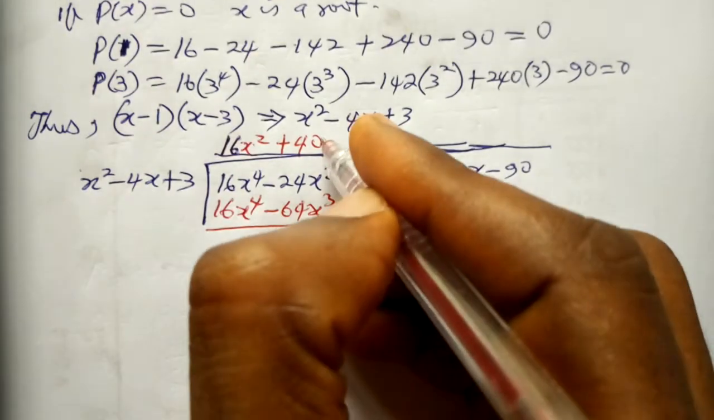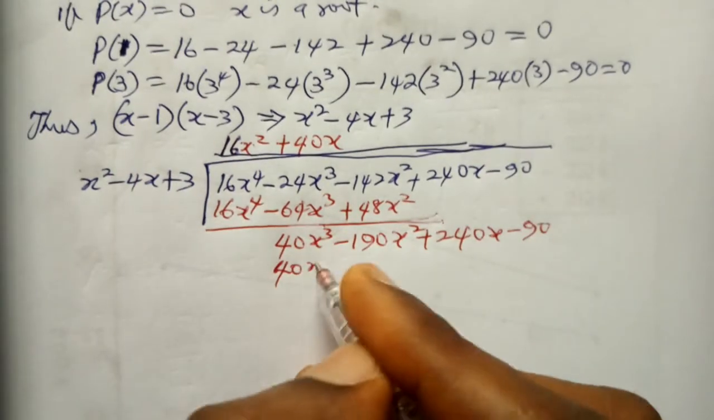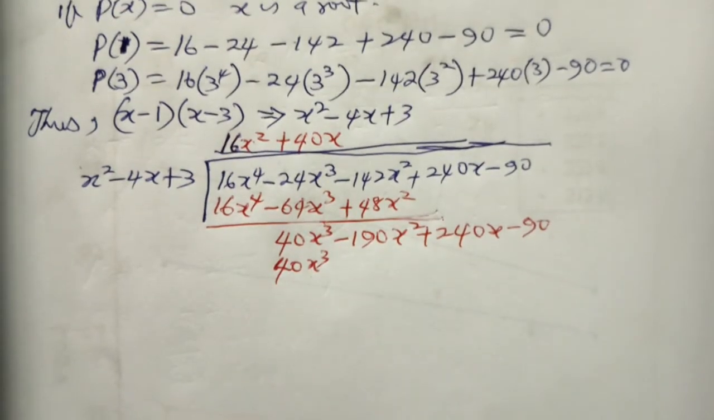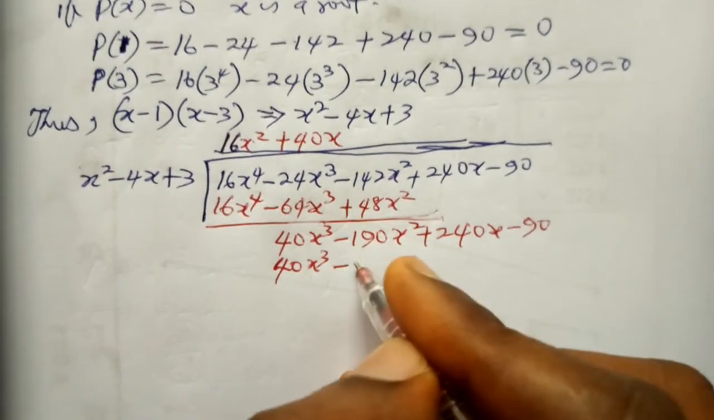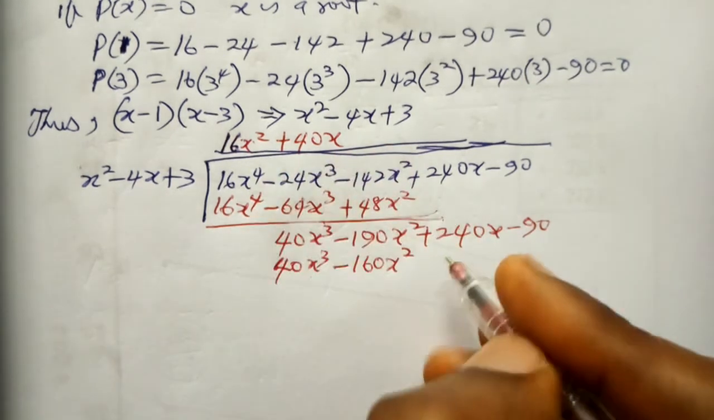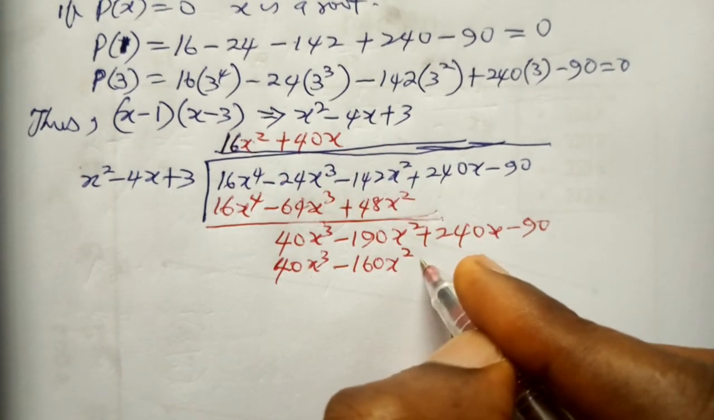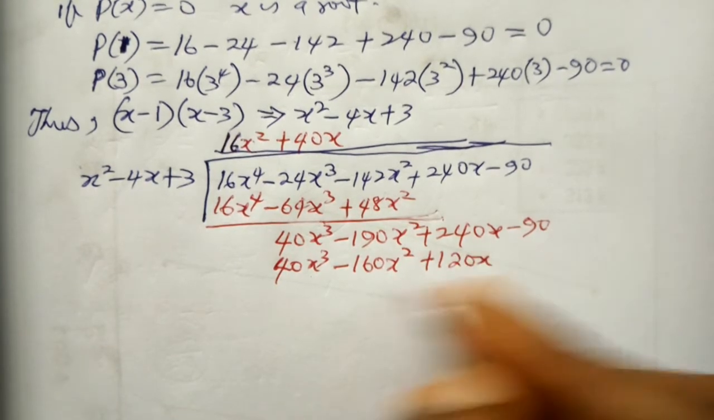Plus 40 here will give us 40x cubed minus 160x squared plus 120x. That's what we have.